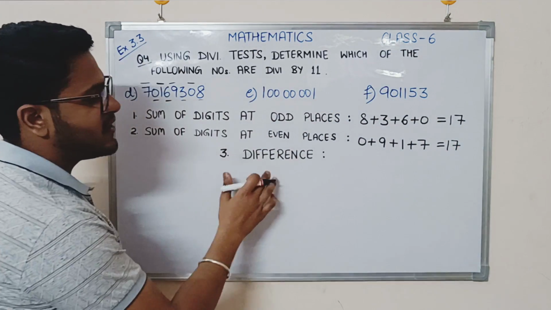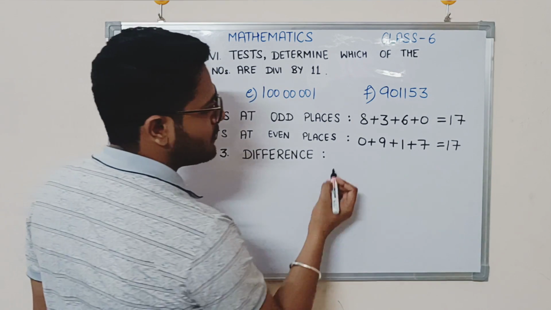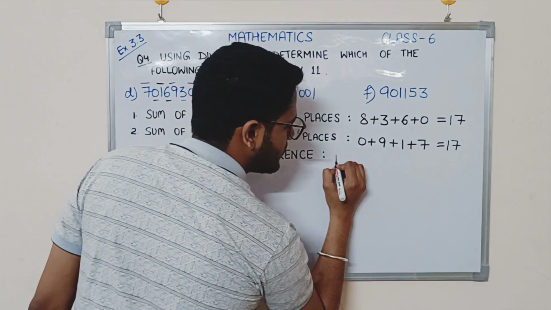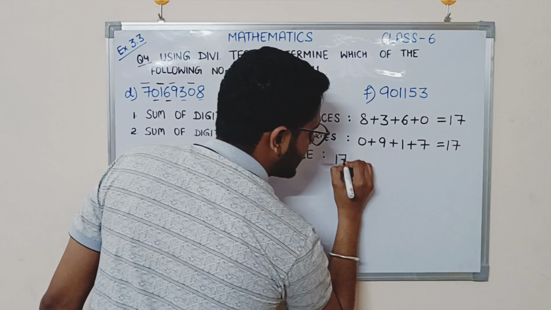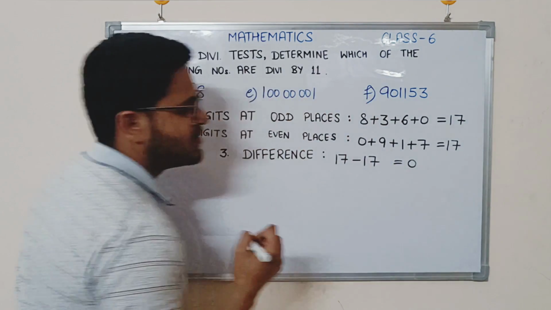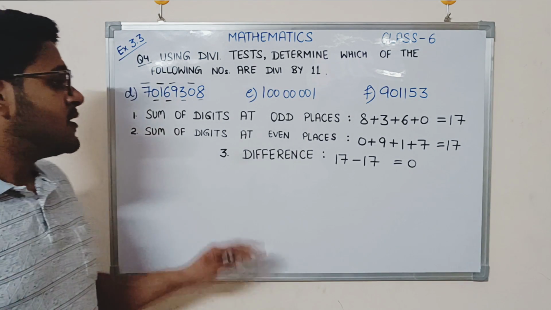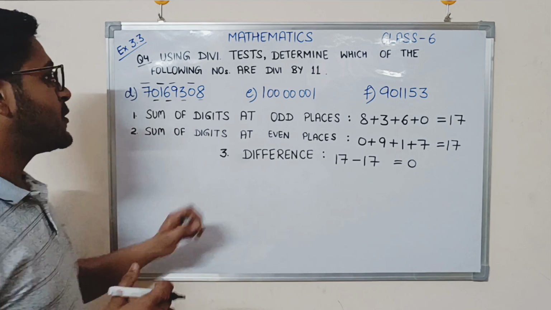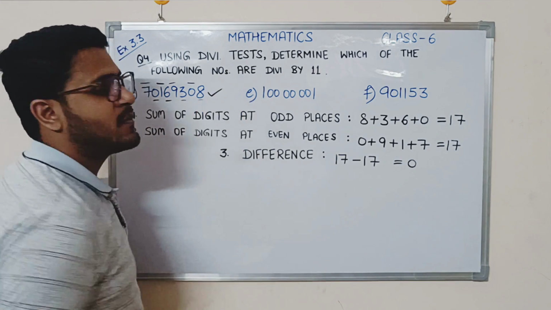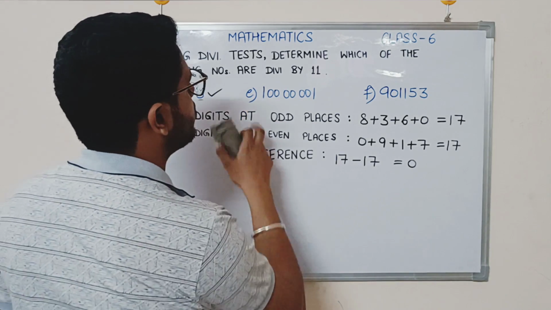So the final step, difference between what? This and this. So it will be 17 minus 17, which is nothing but 0. Okay. So as per the divisibility test for 11, if the difference is 0, it means this number is divisible by 11. Okay. Simple. Now let's quickly move to E part.